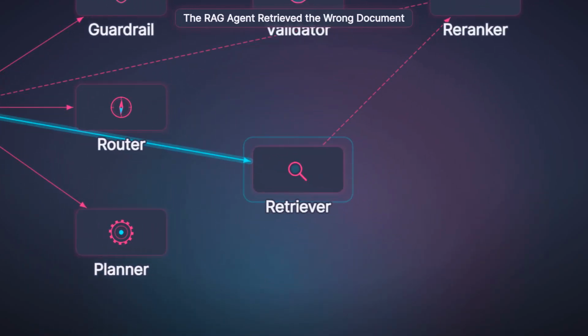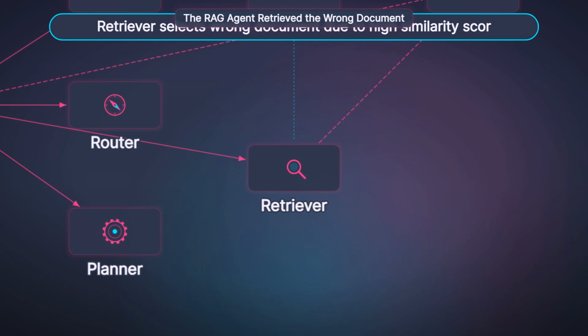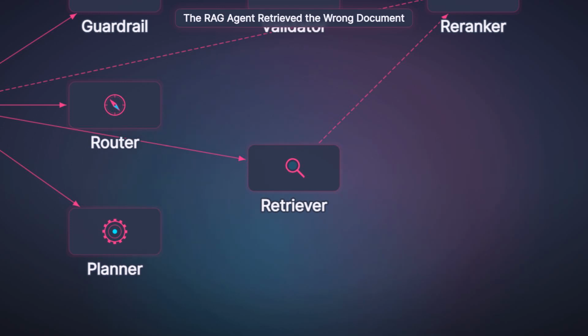The retriever conducts vector search over the document corpus, retrieving the top K matches based on embedding similarity. Now observe the radar-like interface. A sweep line rotates and suddenly it locks onto one document, highlighting it in bright green.